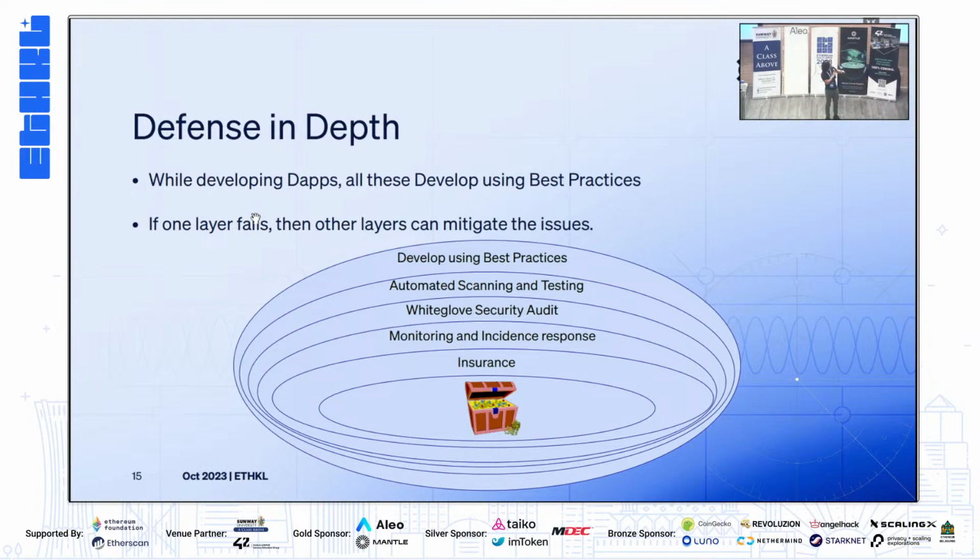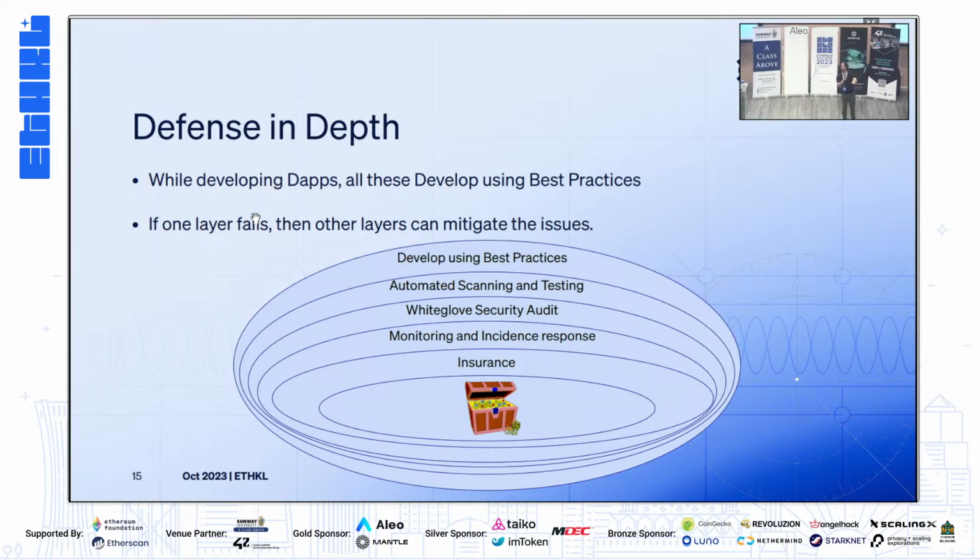And so what you need to do, from the security firm's perspective, we consider this a defense in depth. So there are a lot of layers. The ultimate goal is security of users' funds. And if that is our ultimate goal, then there are a lot of things that we can do. Some of them are doable just from the developer side, which is developing using best practices, which we already talked about, which will reduce your costs and all that. You can also do automated scanning and testing. That's what a good dev would do. And of course, security auditing is one thing.